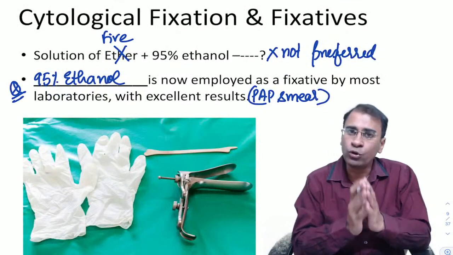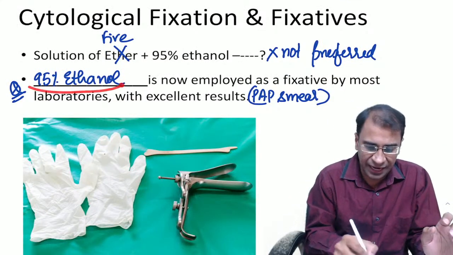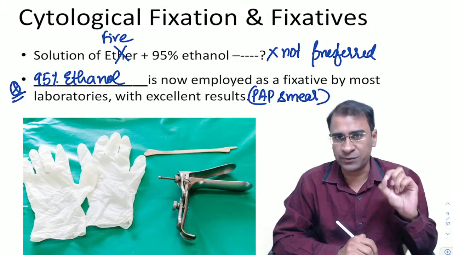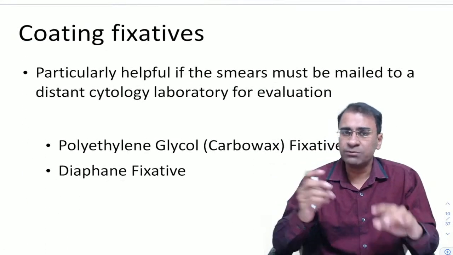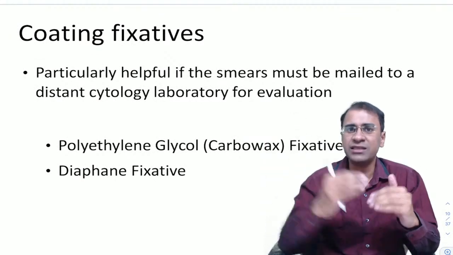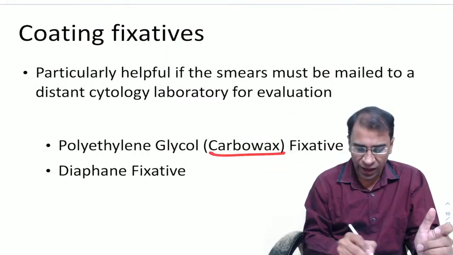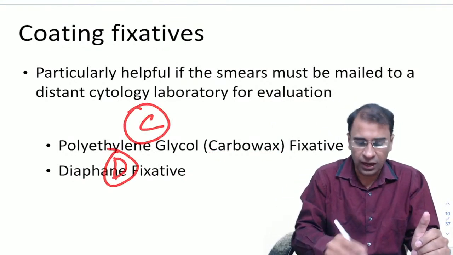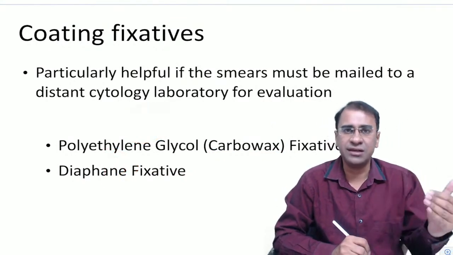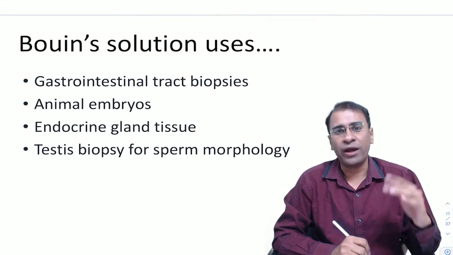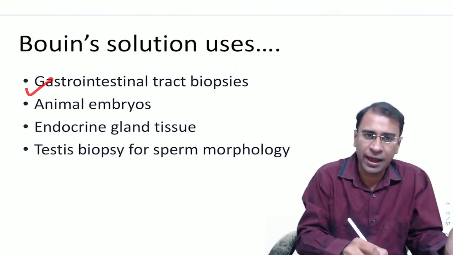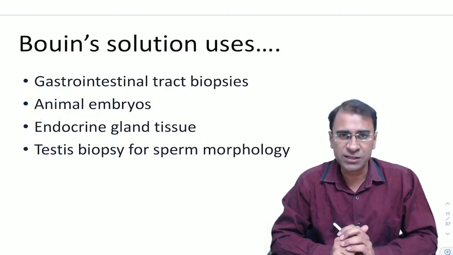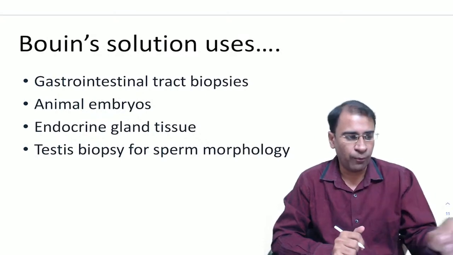Next, how to fix a Pap smear? Answer is 95% ethanol. 95% ethanol is the best fixative for Pap smear. Next, can we use something as a spray for coating for transporting slides? Yes, you can, and the answer is Carbowax and Diaphane fixatives. Remember, this is CD. Finally, Bouin solution. This is used especially for GI biopsies, embryos, endocrine organs, and for testis biopsy, especially if you want to look for sperm morphology.